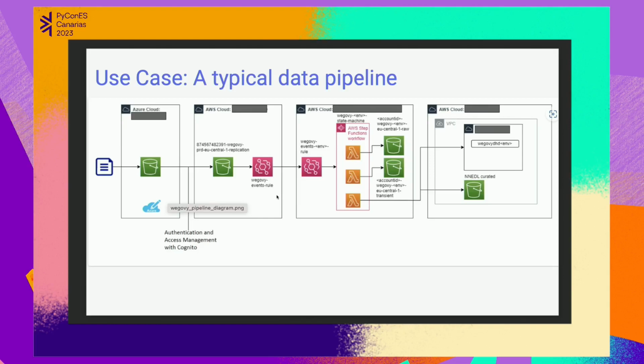So in this one, we have a replication bucket on one end, which is where the partner uploads the data file, and then it gets copied into our AWS account and our AWS bucket. From there, we have an event rule set up: as soon as there's a file drop in our S3 bucket, an event is triggered, and it triggers the state machine that you can see on the other side.